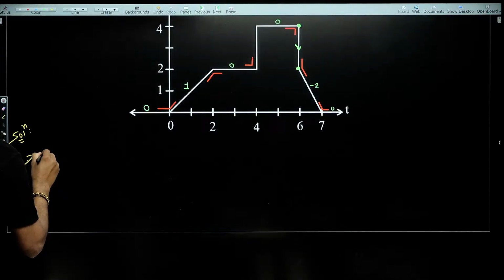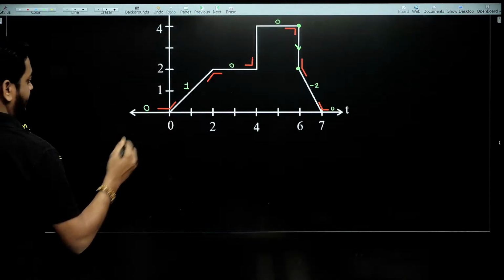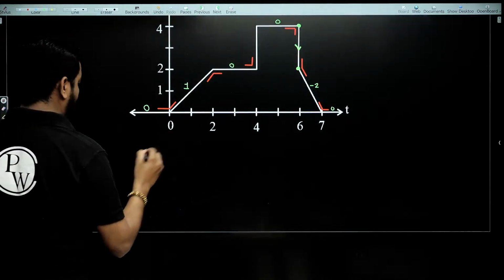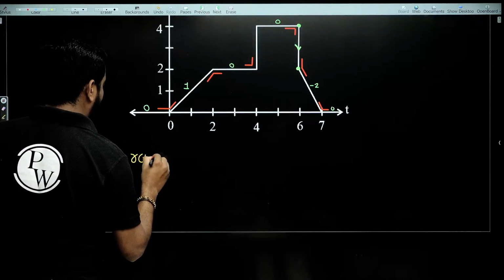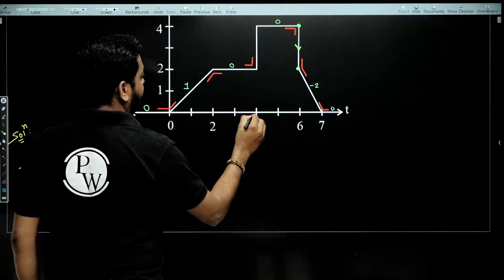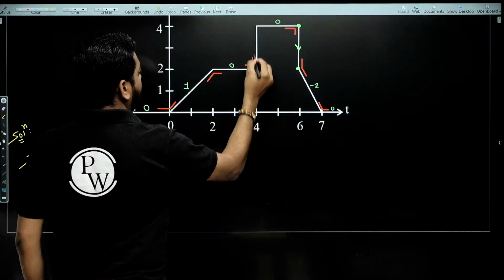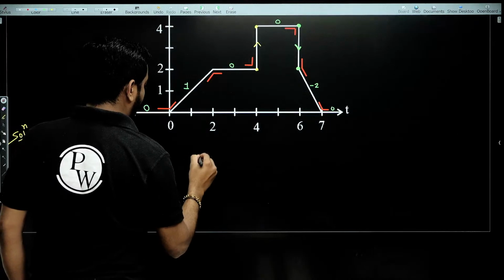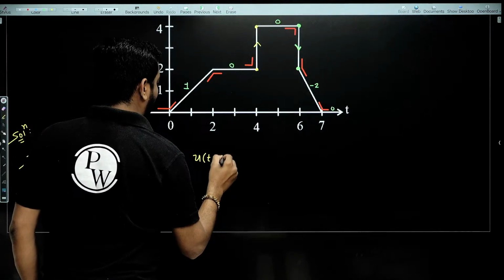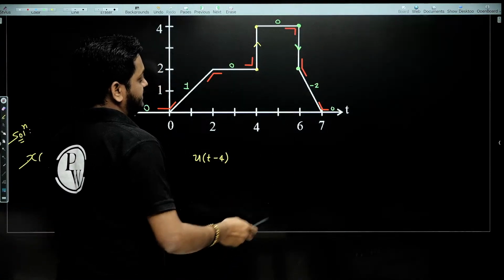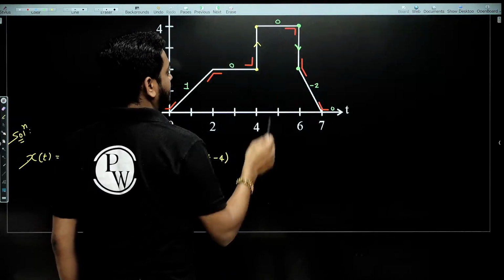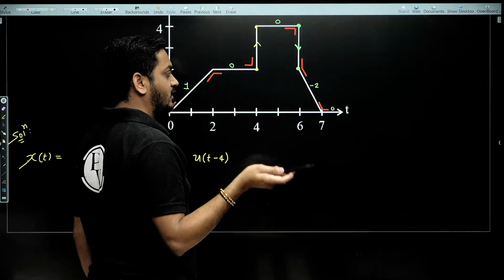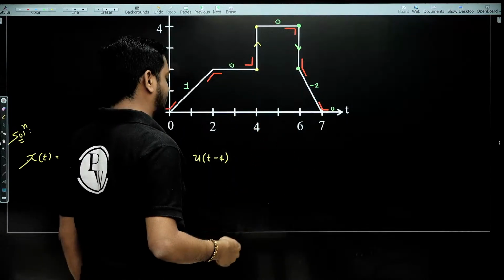So x of t: only linear change, so r of t. Only linear change at t equal to 2, so r of t minus 2. Here sudden change in amplitude from 2 to 4, guys, so u of t minus 4. Now at t equal to 6, linear change is there, sudden change is also there. If you want to write first linear change, then sudden change, that is well and good. If you want to write first sudden change, then linear change, that is also well and good, guys.